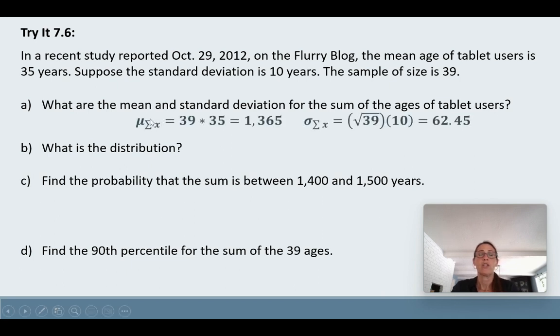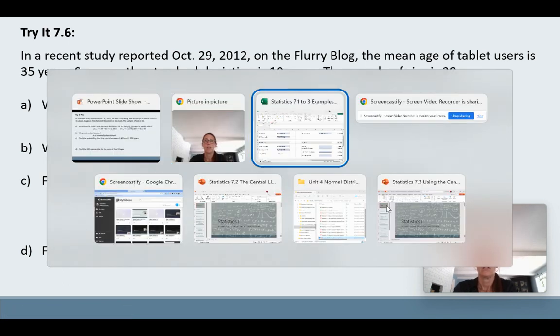So again, we're going to calculate the new mean, the mean for the sample sums. We take the sample size n times the original mean, and in this case we get 1,365. We calculate the new standard deviation for the sample sums, which is the square root of the sample size times the original standard deviation, and we get 62.45. What is the distribution? Remember that the central limit theorem tells us that the sample sums are going to be normally distributed. So we can use the normal distribution formula to find the probability that the sum is between 1,400 and 1,500 years. So over to Excel.